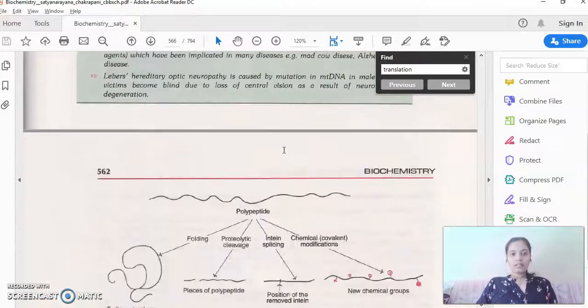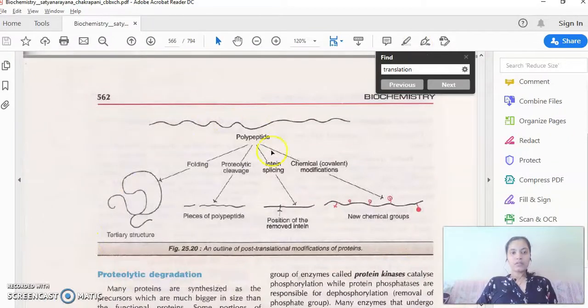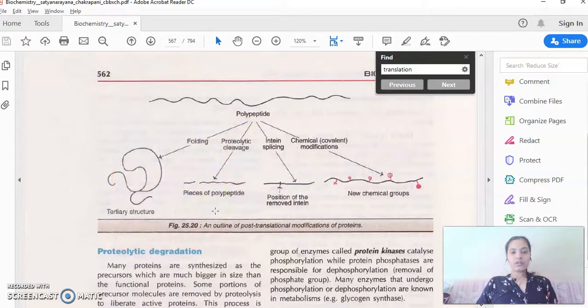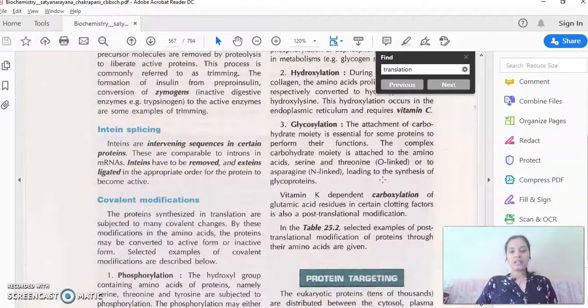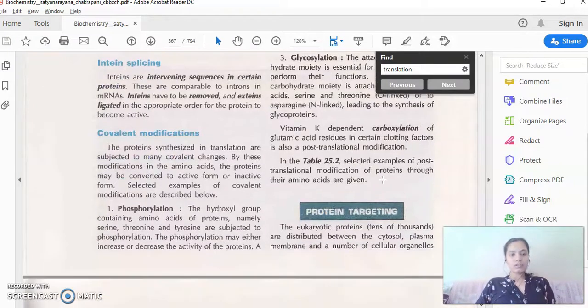So these are the different post-translational modifications. First is folding. After peptide bond formation, the tertiary structure of the protein is formed, so there is folding. Then there is proteolytic cleavage, where pieces of the polypeptide, the unwanted parts, are removed. And intein splicing, where the intein is similar to introns which are not necessary, so those are removed. And lastly chemical modifications, where new chemical groups are added according to the structure which is required.